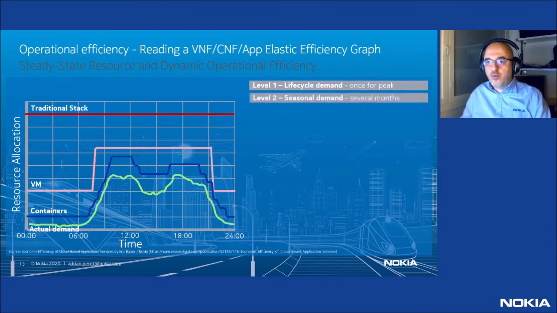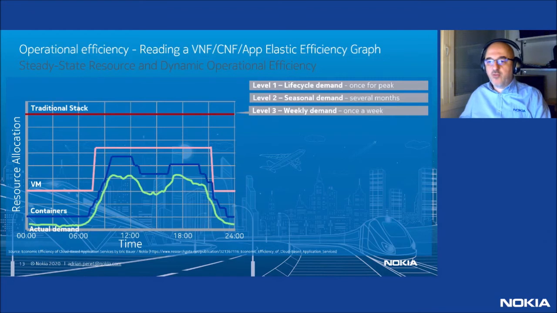Now, level 2 is seasonal demand. The organization can engineer to peak forecast demand for a few months into the future, review capacity plans regularly, like every few months, and adjust online capacity as needed. Configuring sufficient capacity to only serve demand for a few months into the future, rather than for the application's entire lifetime, permits less capacity to be held online, which reduces capacity waste compared to level 1, which is lifecycle demand.